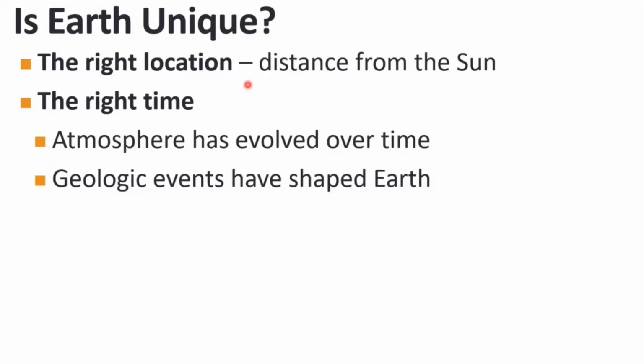The next is it's the right location. And this basically is related to the distance from the sun. If we were just 10% closer, like Venus, our atmosphere would consist of mainly carbon dioxide, which is a greenhouse gas, so it would be too hot for higher life forms like ourselves. If we were just 10% farther from the sun, it would be too cold, the oceans would freeze, and there would be no liquid water or the water cycle, so no higher life forms like ourselves.